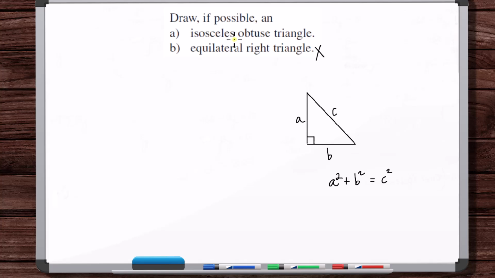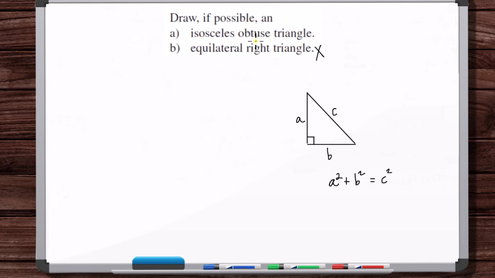What about an isosceles obtuse triangle? So what does isosceles mean? Well, first of all, just to make sure we're clear, equilateral means all sides have equal lengths. And right means there's one 90-degree angle. So they're saying a triangle that has one 90-degree angle and also has all sides of equal length is not possible. Okay. Now, what about an isosceles obtuse triangle?